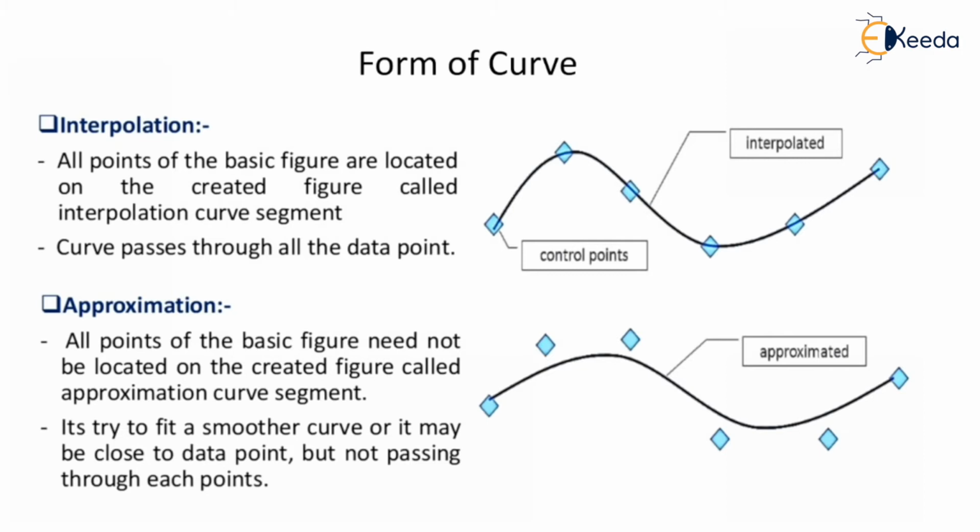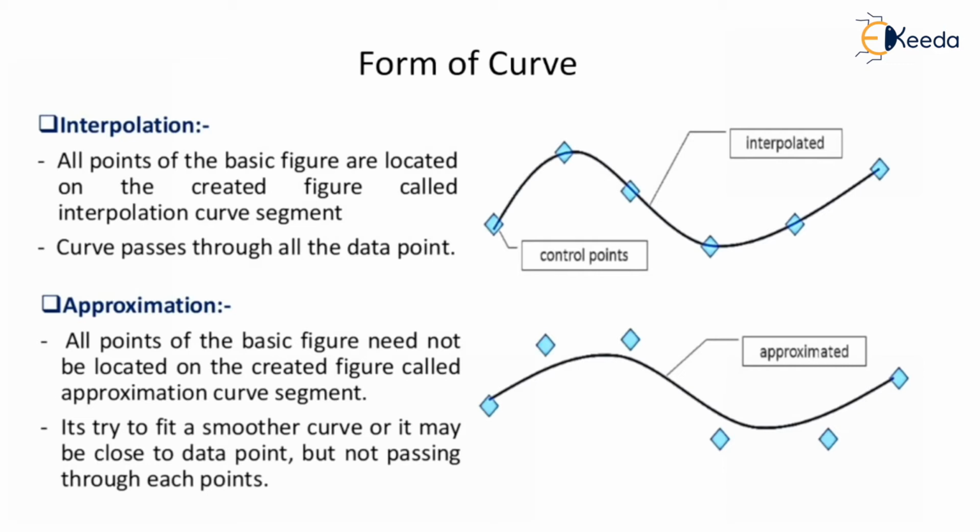Approaches of the curve, or forms of a curve. There are two forms of a curve. One is interpolated and another is approximated. When all points of the basic figure are located on the created figure, it is called an interpolation curve segment. A curve that passes through all the data points is interpolated.